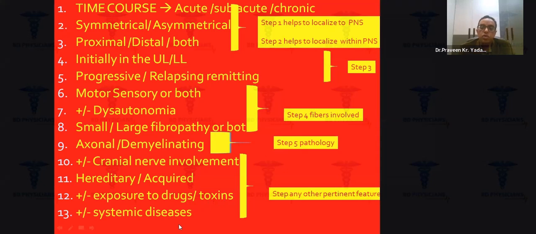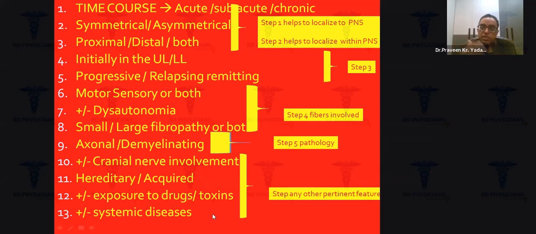Then toxins, certain toxins like arsenic, lead, bismuth, and various other heavy metal toxins. The traditional medicines which are being used, like in India, we use the Siddha medicines, Ayurvedic medicines, and many heavy metals are being used for medicinal purposes. So these heavy metals may be an important cause of neuropathy, even in diabetic patients. So always get the history of the drugs and the toxins in any patient with neuropathy, be it diabetic or non-diabetic.